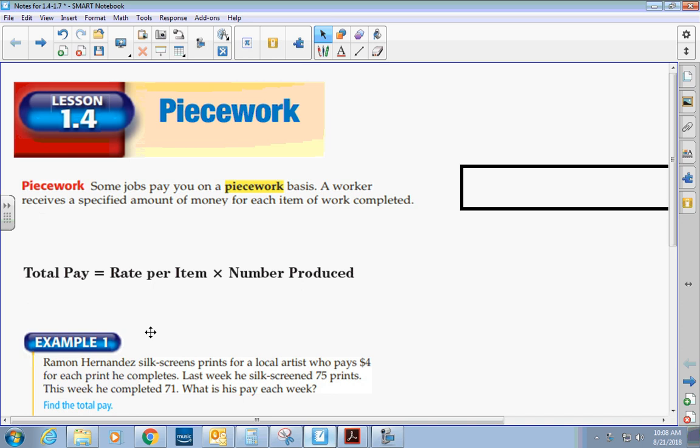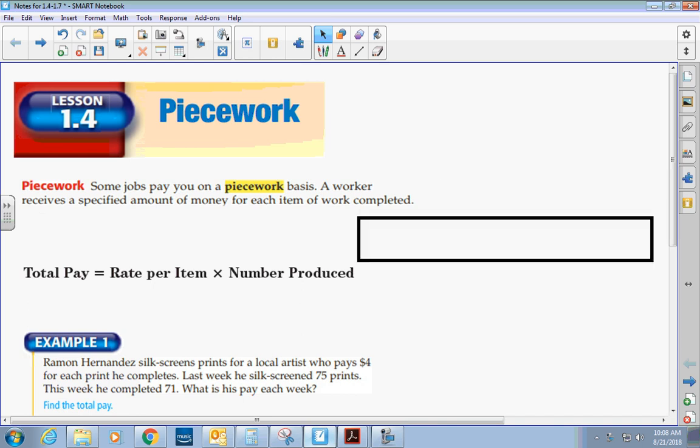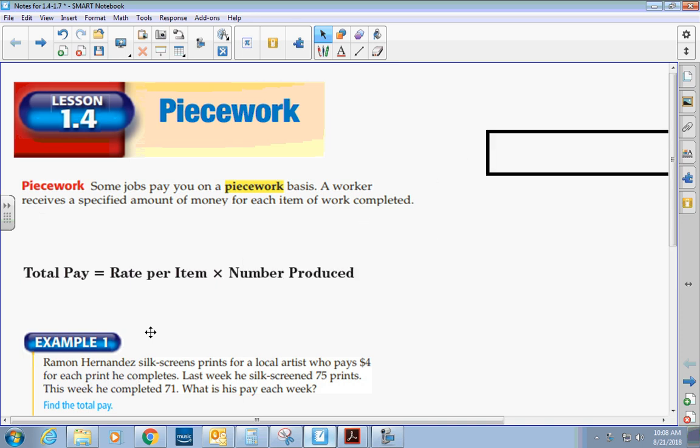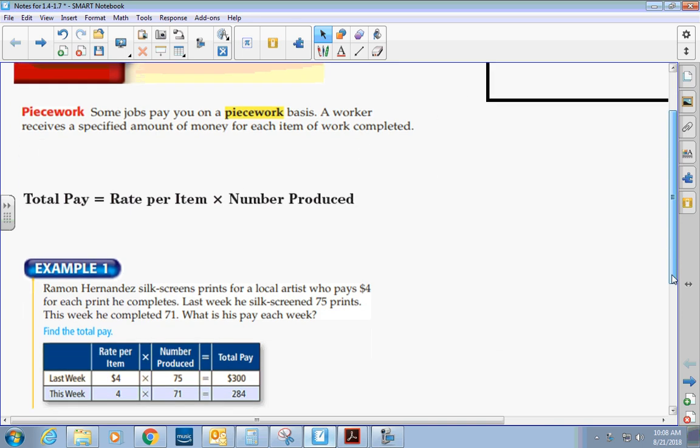All right. So we're talking about piecework. Piecework is money a worker receives for each item of work completed. We just talked that total pay is the rate per item times the number produced.